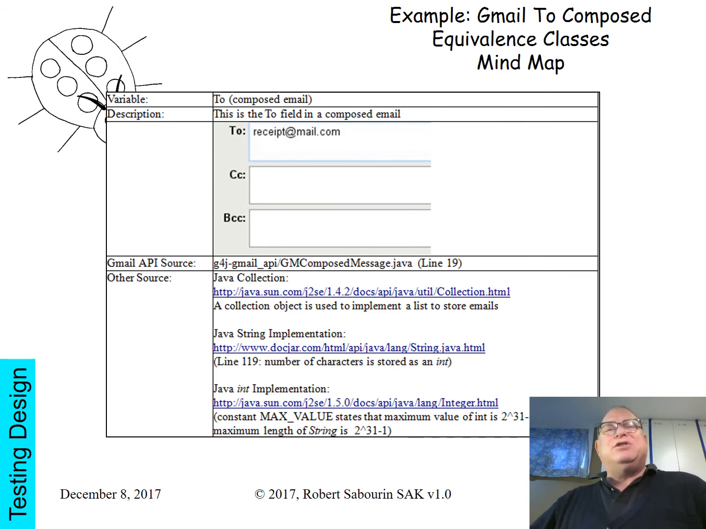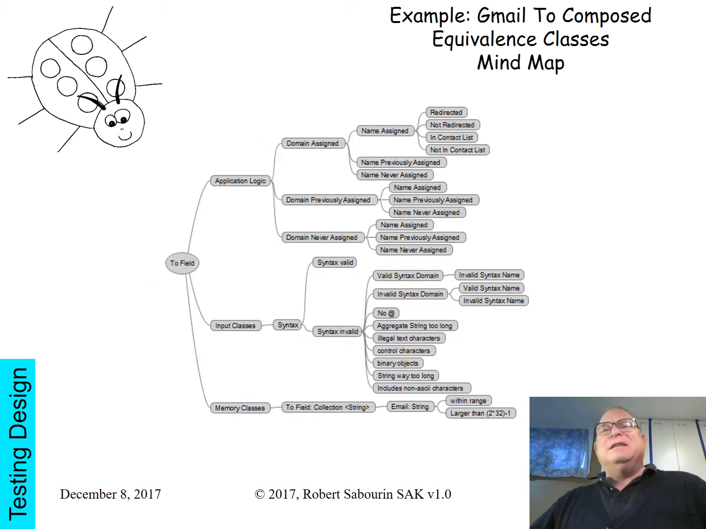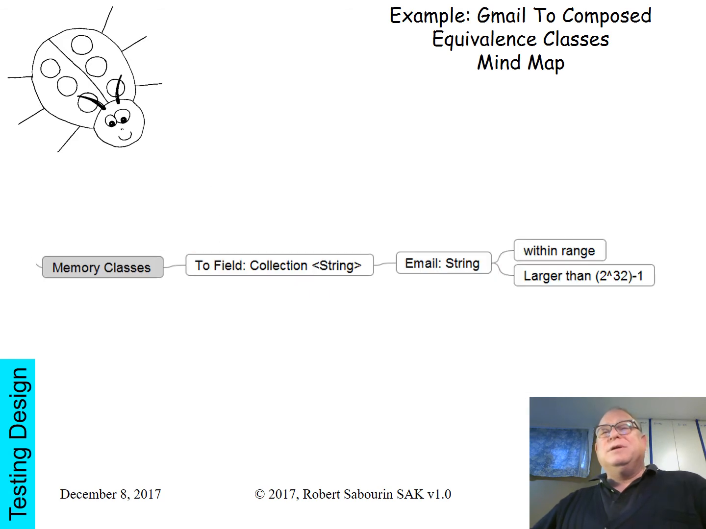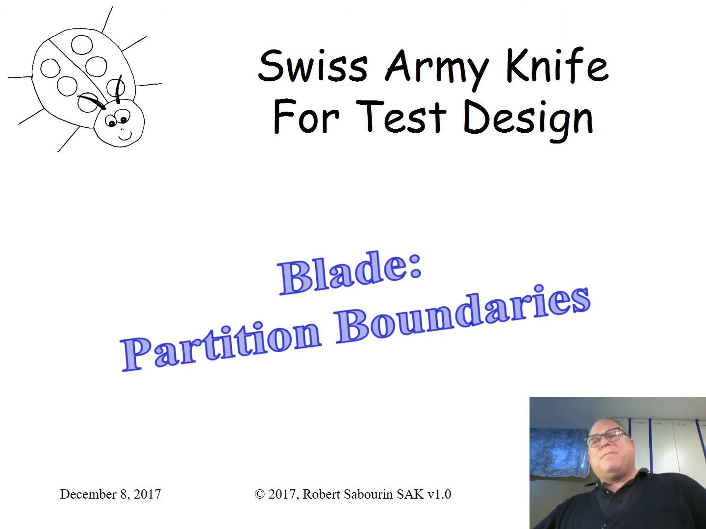So here's some information about the To: compose field, which comes from Gmail documentation. And there's a breakdown of the map. You can study this offline, but the application logic has a lot to do with the name and domain and how they've been assigned. The input classes have to do with the syntax of the email address, and the memory classes have to do with the length of the string and the contents of the string. And this breaks down further, if you want to look at them in more detail. There we go.